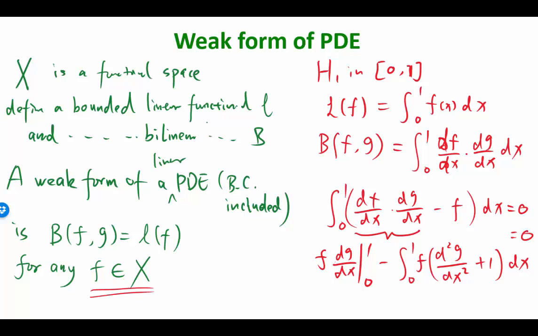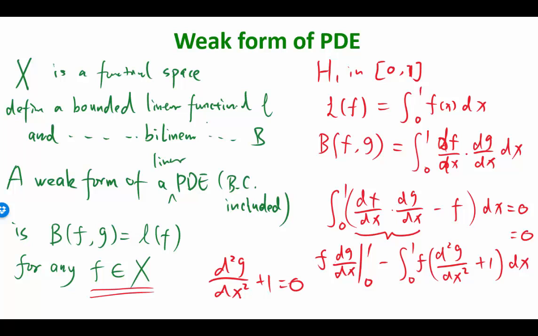Well, this has to be true for any f. Yeah, true for any basis function. That also means, because f can be anything, right? The integrand that is multiplied with f probably needs to be 0 everywhere, right? So I get the differential equation d squared g dx squared plus 1 has to be 0.